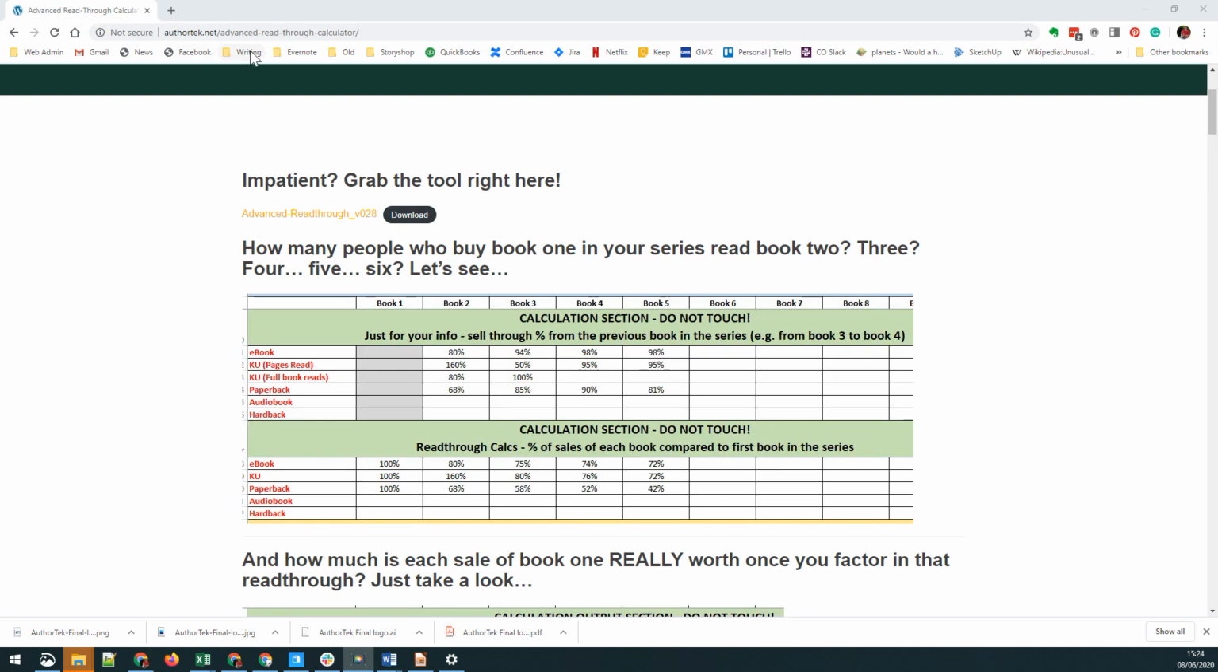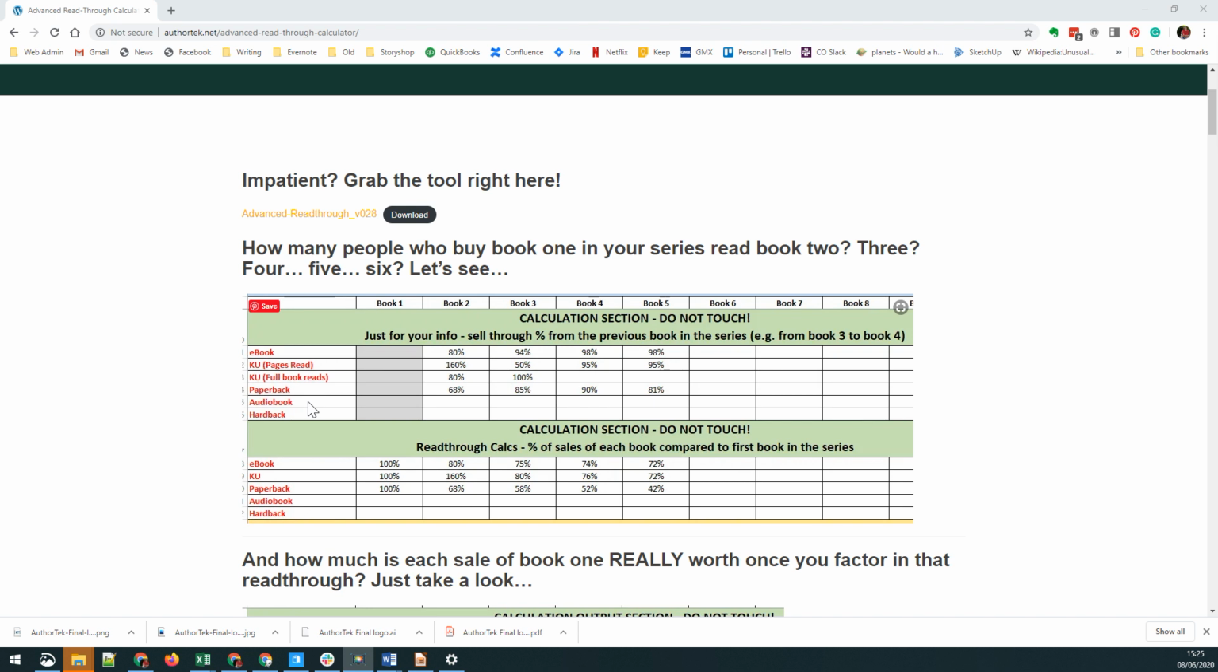And if you were to head over to authortech.net and click through to the free tools and then the advanced read-through calculator, this is another free tool you can get immediately. It has its own video training already up on the site, and this tells you absolutely critical information. If you have a series, it tells you how many people who bought book 1 in your series read book 2, book 3, book 4, 5, 6, and so on if you have a very long series. And it will show you how many people went from book 1 to book 2, book 2 to book 3, book 3 to book 4, and so on.